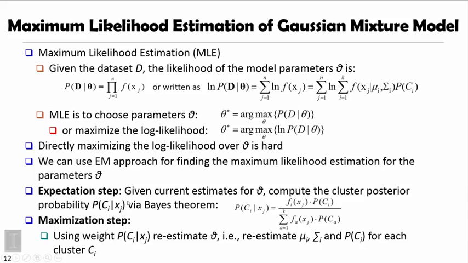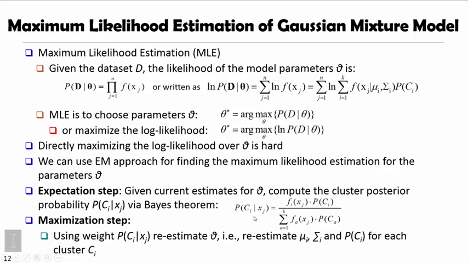The EM approach essentially consists of two steps, iteratively. One is expectation, another is maximization. The expectation step: given the current estimate of theta, we compute the cluster posterior probability. That means we want to compute the probability of cluster C sub i under the condition of X sub j. And we can use Bayes theorem to write it in Bayes theorem form.